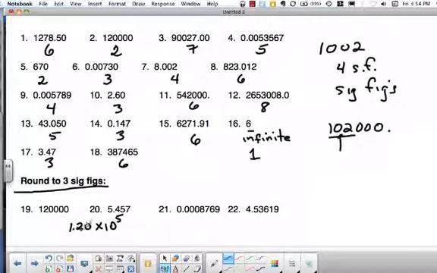I would be tempted to do it with number 21 because that's just kind of a crazy number to write to 3 significant figures with all those zeros. But anyway, 3 significant figures, number 20, so 5.46 because the last number that you're dropping off is greater than 5.